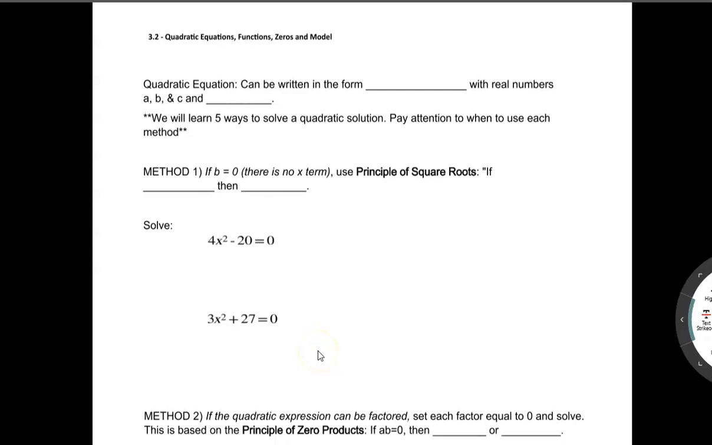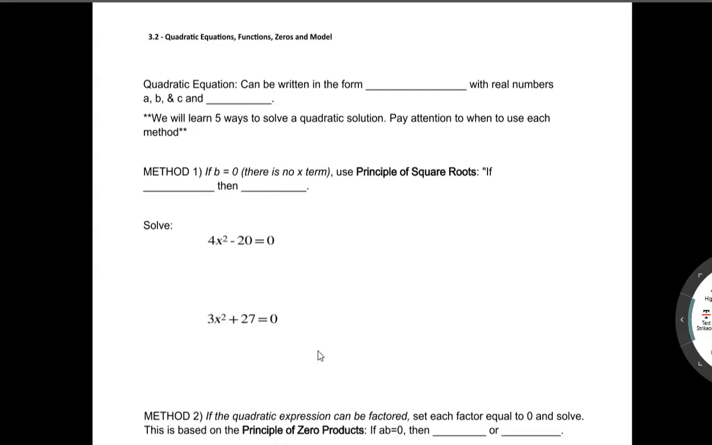Hello, we are ready for section 3.2, and there's a lot that we're going to learn about in this section. This is a really important topic. It's quadratic equations. It is one of the foundation things that you learn in algebra. So we are going to spend some time here. I think it's going to be 3 videos.